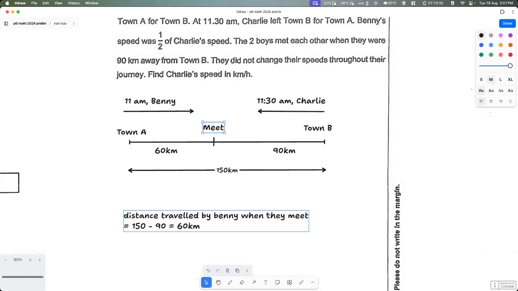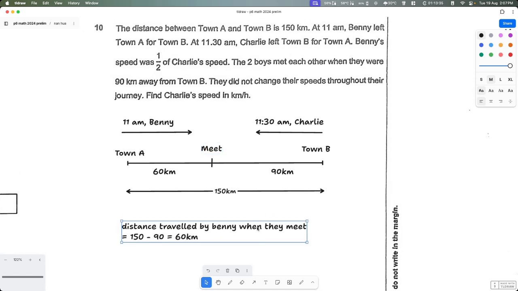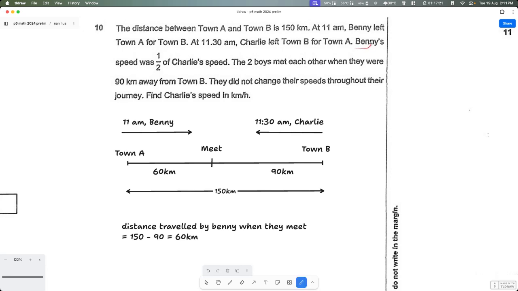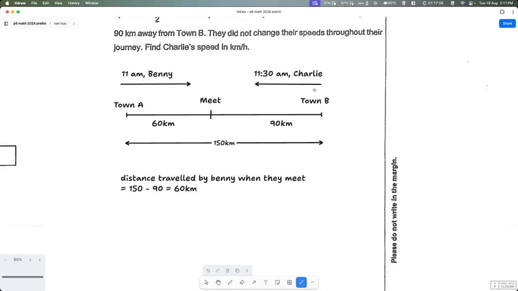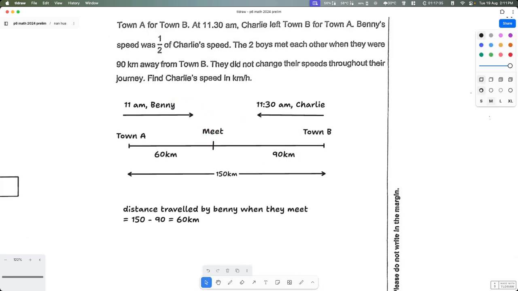Okay, so distance traveled at 11:30. Right, so from here, we also know for Charlie that Benny was half of Charlie's speed. So Charlie is actually pretty fast and Benny is half of Charlie's speed. So that means when Charlie travels 90 kilometers, Benny will travel half. So I'm going to write this down.